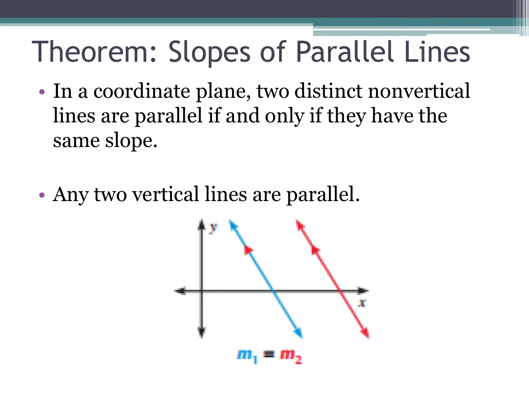So we have a theorem, and it's called the slopes of parallel lines. So in a coordinate plane, 2 distinct non-vertical lines are parallel if and only if, notice the words if and only if, so it could go either way, they have the same slope. So whenever you're given 2 lines and you want to determine if those lines are parallel, you are going to calculate the slope using the slope formula and see if you get the same number. So parallel lines have the same slope. Whenever there are 2 vertical lines, they will always be parallel.